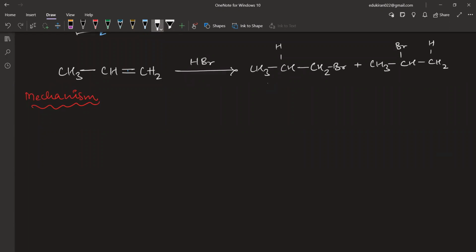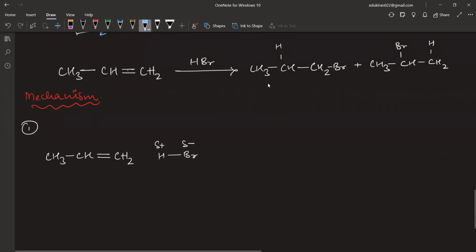Now, in the mechanism, let us look at the first step, in which I have CH3, CH double bond CH2. And then we have HBr, right? And this HBr will have a delta negative on the Br and a delta positive on the hydrogen atom because Br is more electronegative. And then we have the pi bond.